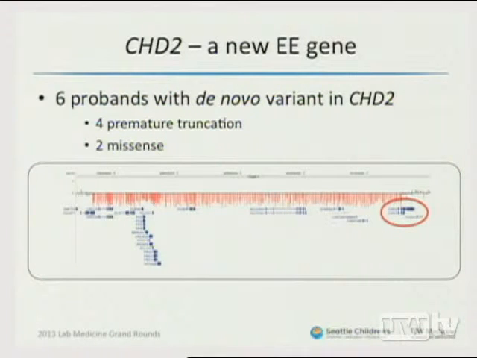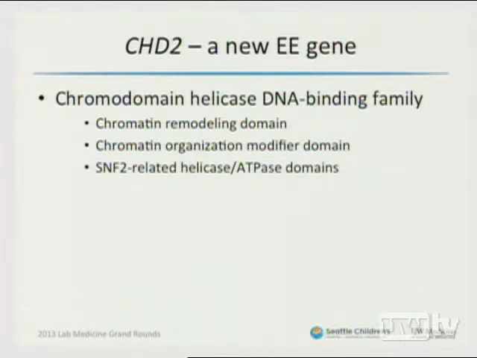And when we pulled information from the literature about 2 other patients with deletions in this region, the only overlap was involving the CHD2 gene. So that's the reason we selected it. And clearly it's an important gene within this region responsible for epilepsy. So CHD2 is a chromodomain helicase, a member of the chromodomain helicase DNA binding family, of which there are at least 8 members. So it's thought to be involved in chromatin remodeling.